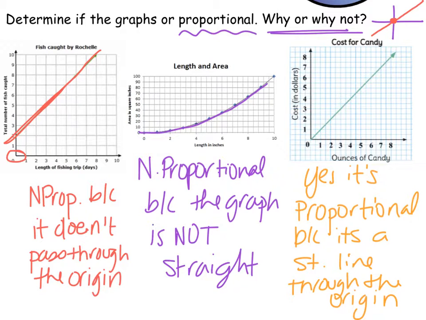So looking at the answers, the second graph is not proportional, and it's because the graph is not straight. And then our third graph is proportional, and it's because not only is it a straight line, but it's a straight line that passes through the origin.